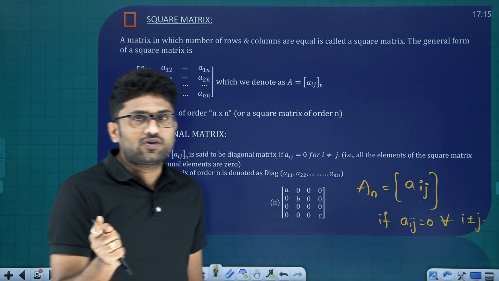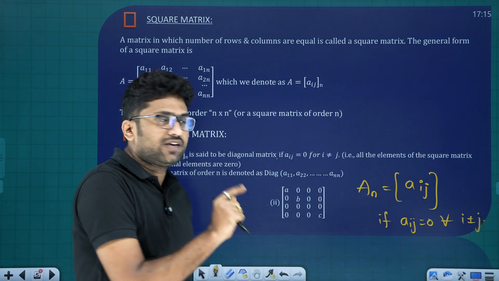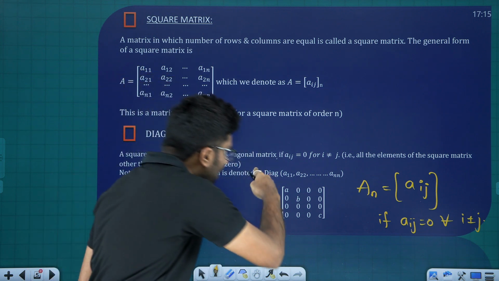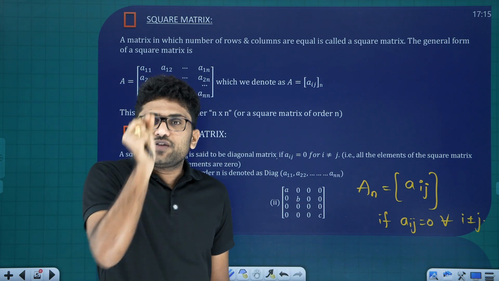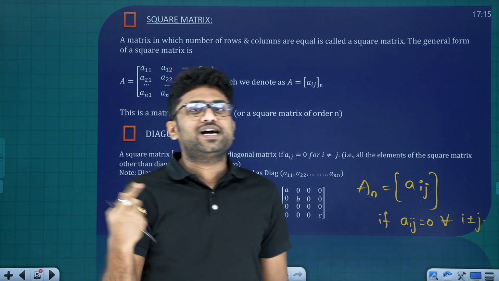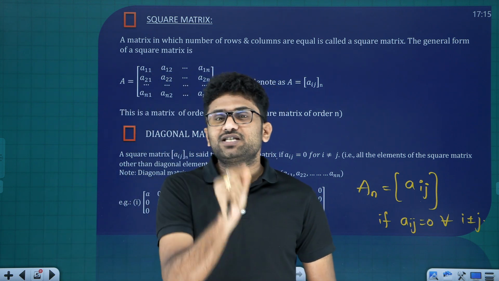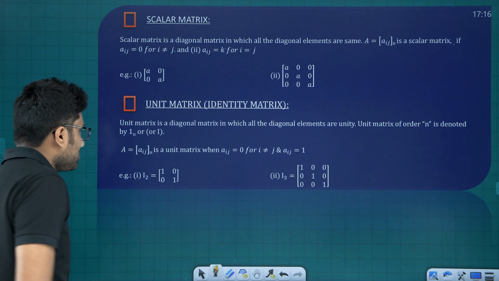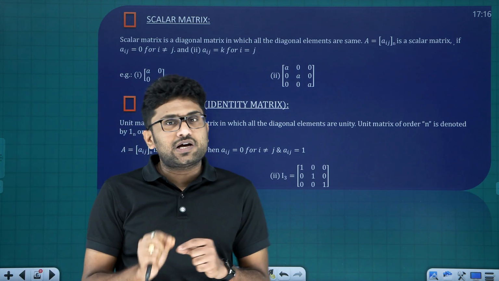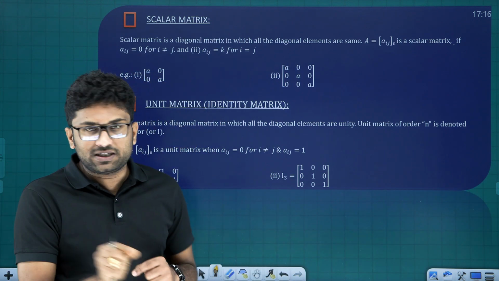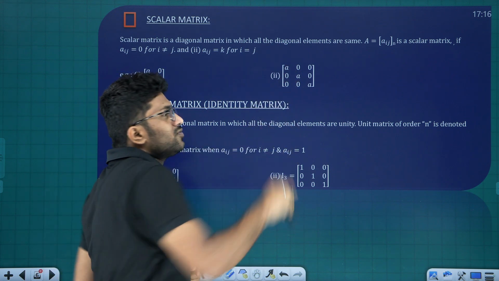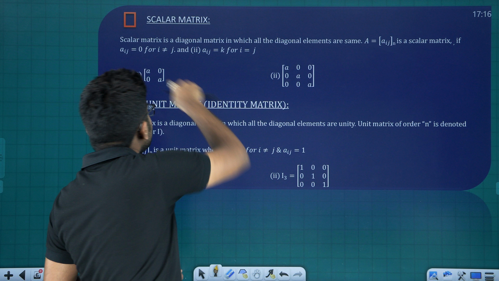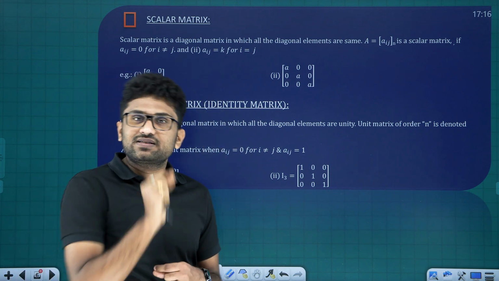So if i is not equal to j, then all elements Aij will be non-diagonal elements. If i equals j, then such elements will be diagonal elements. So if in any matrix all the non-diagonal elements are 0, then such a matrix is called a diagonal matrix. Next, scalar matrix. This is also a diagonal matrix, but all the diagonal elements will be the same in this. Such a matrix is called a scalar matrix.